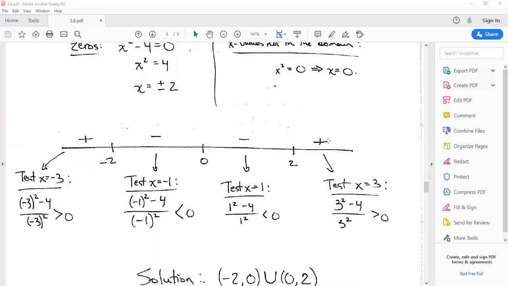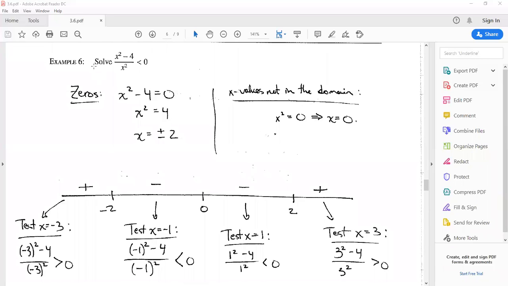Okay. Next up is the interval from -2 to 0, which again, by that y-axis symmetry, should have the same behavior as the interval from 0 to 2. So I'm going to test over there x equals -1. And -1 squared minus 4 divided by -1 squared is 1 minus 4 over 1. That would be -3, which is negative. And we get the same exact value when we test x equals 1, again because of that y-axis symmetry. So both of these intervals have that the function in question is negative.